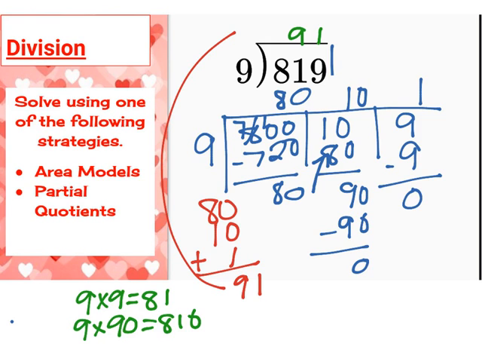You get to choose whichever one you want. And remember that sometimes you'll choose different partial quotients than your neighbor, but you come up with the same quotient, and that's totally fine.